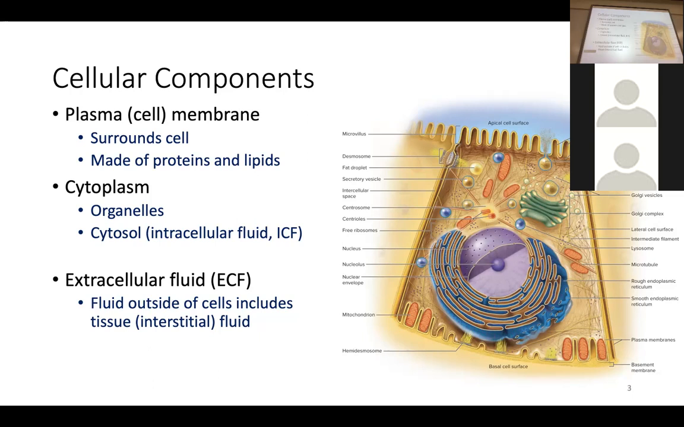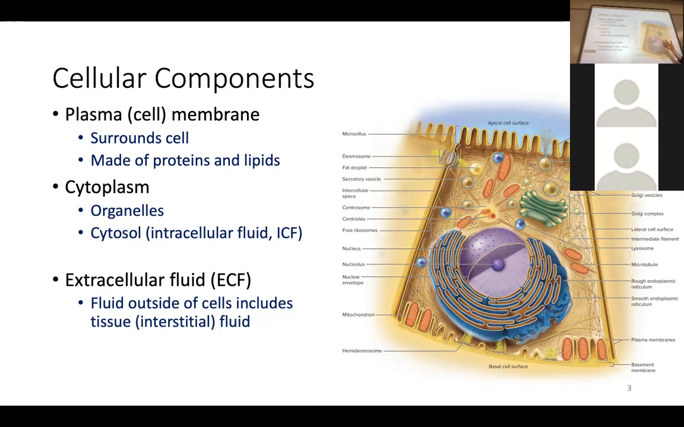And like I said, made of proteins and lipids, primarily. The cytoplasm is kind of everything within the cell. Cytoplasm and cytosol are sometimes used interchangeably. Cytosol is technically all the fluid that's in the cell. The cytoplasm includes all of the organelles. So all these little pieces in the cell would be part of the cytoplasm.